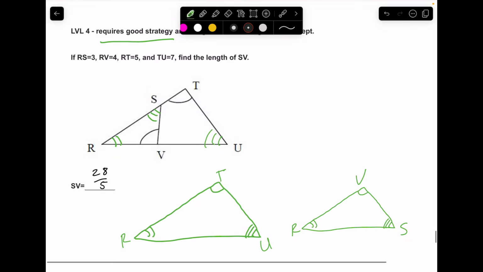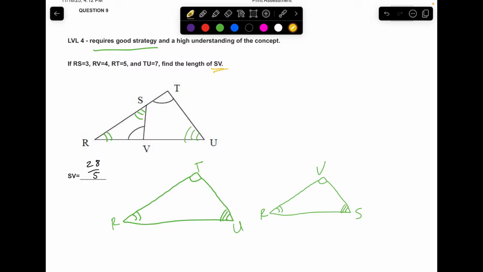All right, then let's label. Let's start again. Okay, so we get this, and now we've got to get the numbers in there. RS is 3, RV is 4, RT is 5. Okay, I think I skipped the 4 last time. RT is 5, RS is 3. Notice S and V, they switch positions.